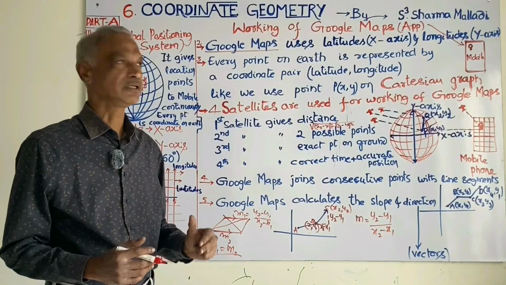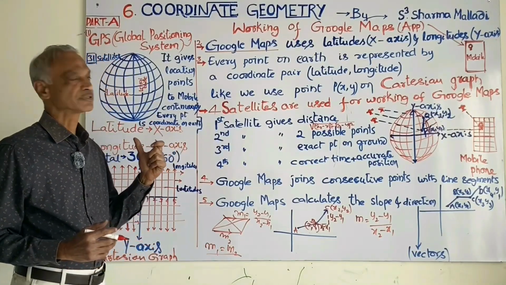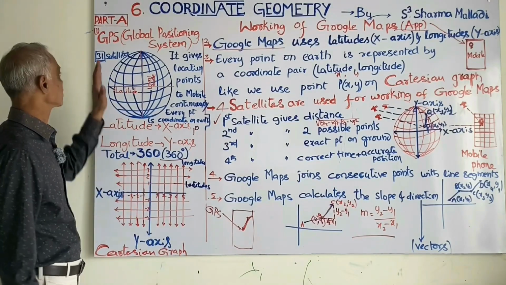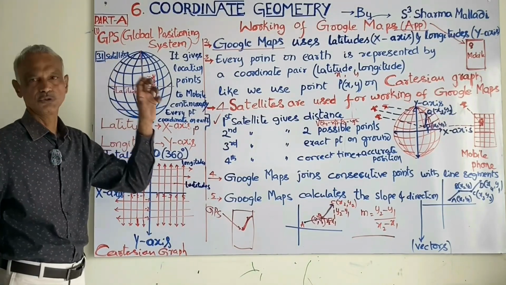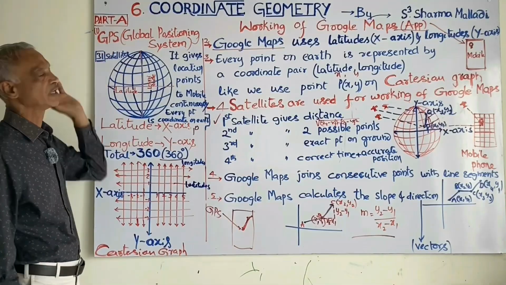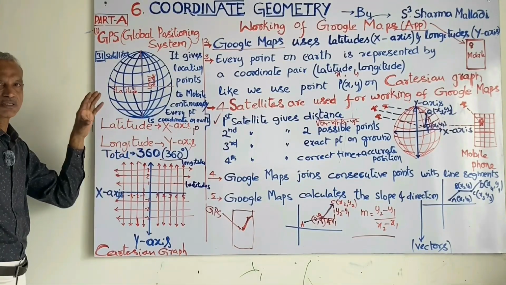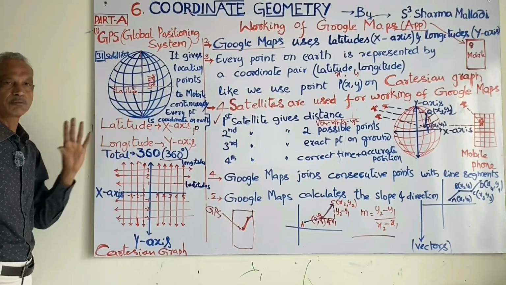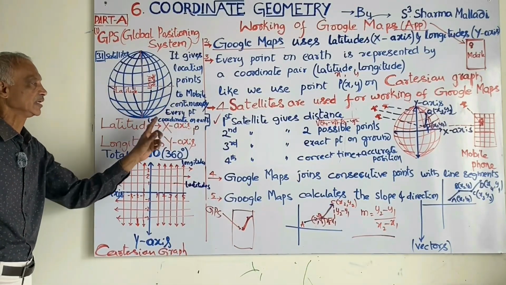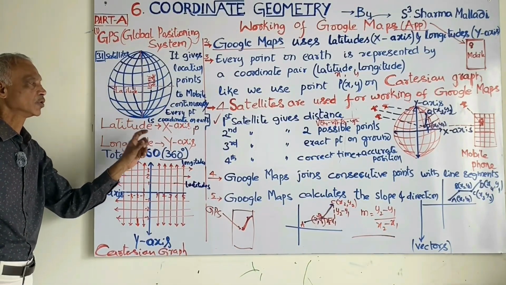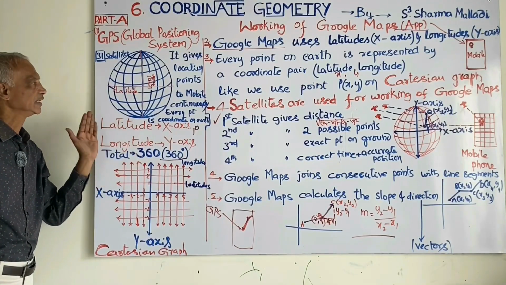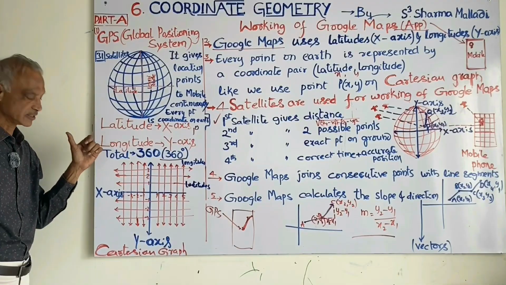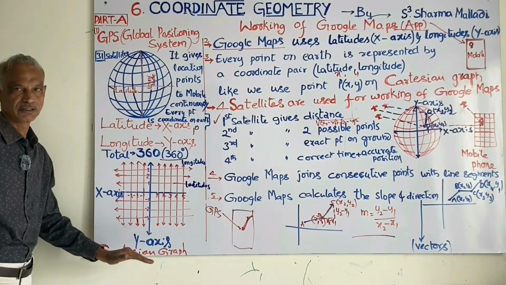Today I am going to tell you the working of Google Maps, that is an app. First you should understand the difference between GPS and Google Maps. GPS, Global Positioning System. GPS depends on 31 satellites. It gives location points to the mobile continuously. Every point is a coordinate on the earth. It depends on longitude and latitudes. They are imaginary lines, just like a Cartesian graph.